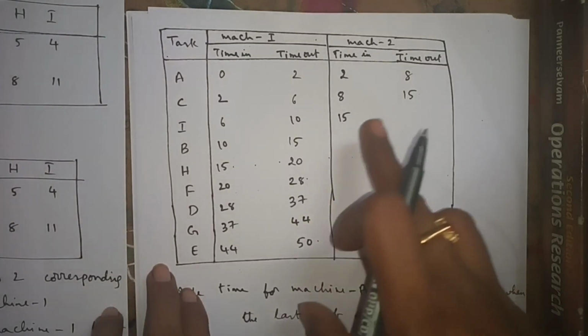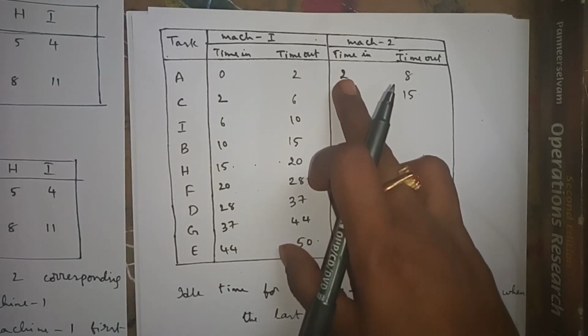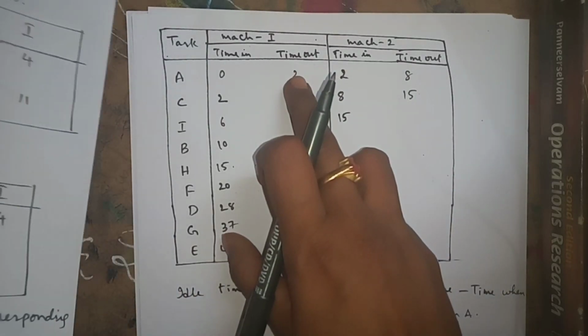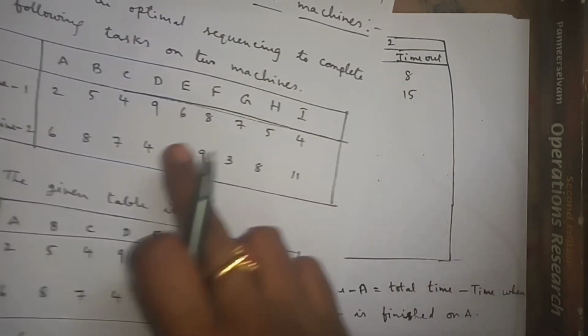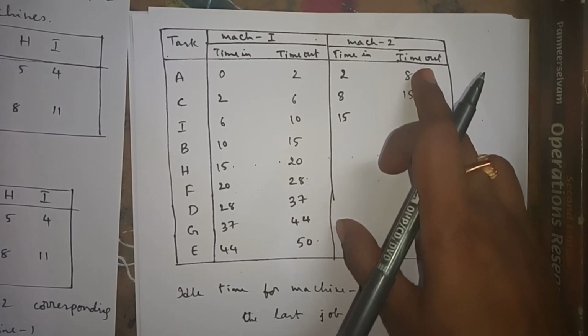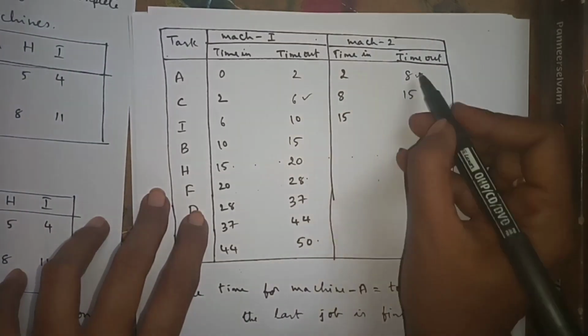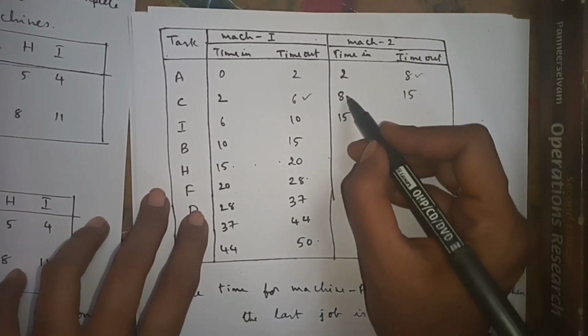While filling the machine 2 values, we have to observe very carefully. Here time in is the end value, time out is 2, that's why 2. For machine B, for machine 2, the A value is 6, that's why 2 plus 6 is 8. Now we have to observe this value and this value. Which one is maximum? 8 is maximum, that's why here.